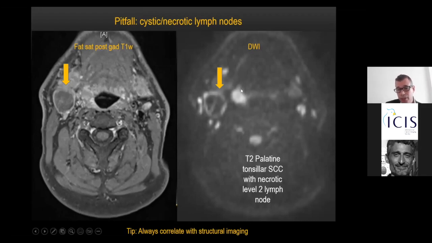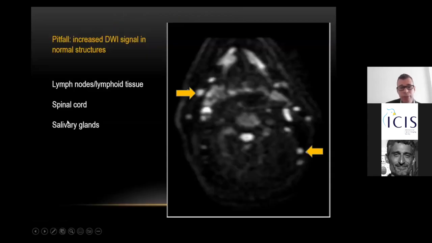And that's because the necrosis will demonstrate free diffusion. So it becomes slightly less conspicuous on our diffusion-weighted imaging, again accentuating the need to always correlate with anatomical images. It's useful to be aware of what normal structures will show bright signal on diffusion-weighted imaging.